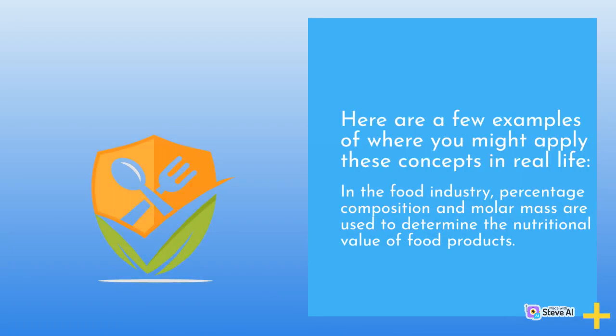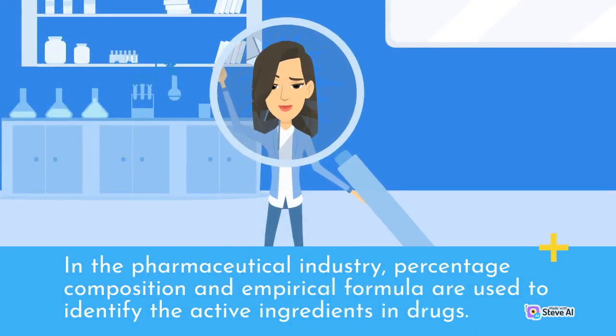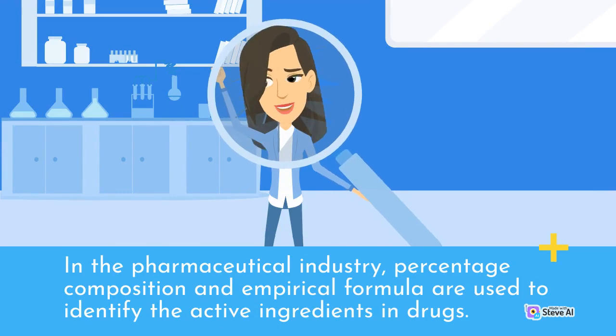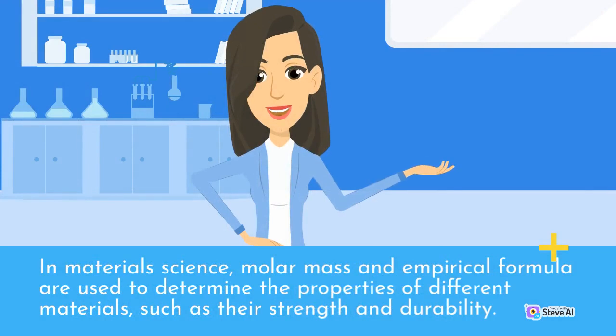In the food industry, percentage composition and molar mass are used to determine the nutritional value of food products. In the pharmaceutical industry, percentage composition and empirical formula are used to identify the active ingredients in drugs. In materials science, molar mass and empirical formula are used to determine properties of different materials, such as their strength and durability.